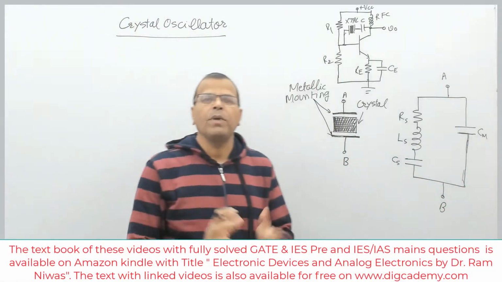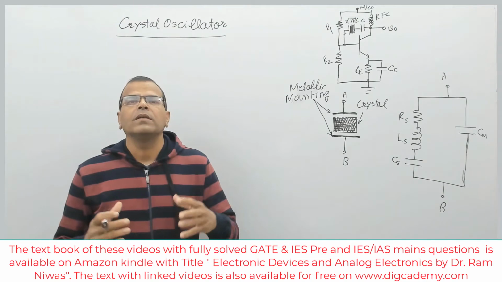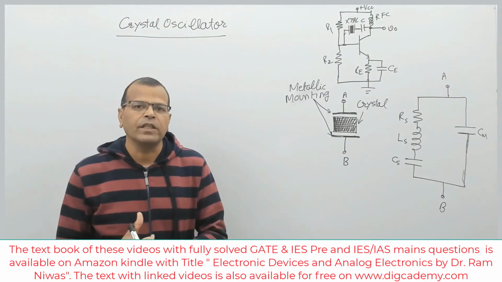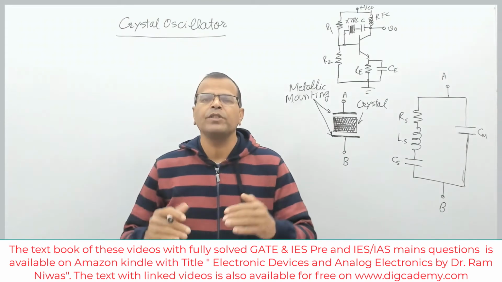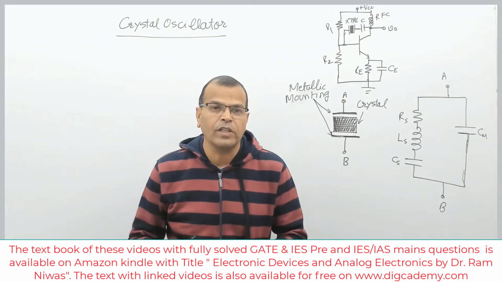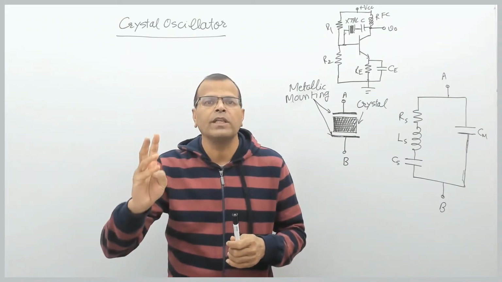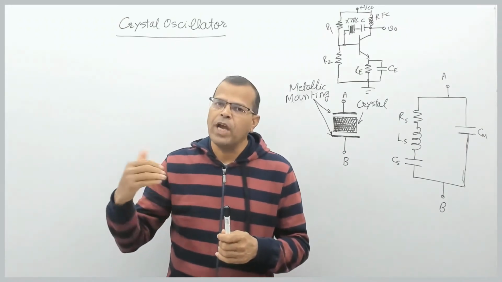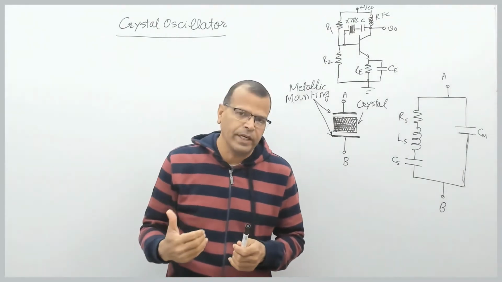Hello friends, in my previous video we have seen the analysis of LC oscillators, where we have derived the expression of frequency of oscillations of different types of LC oscillators, that is Hartley oscillator, Colpitts oscillator and Clapp oscillator. We have also seen the frequency range and applications of those oscillators.